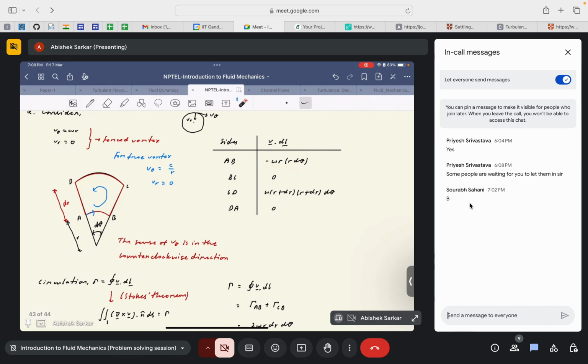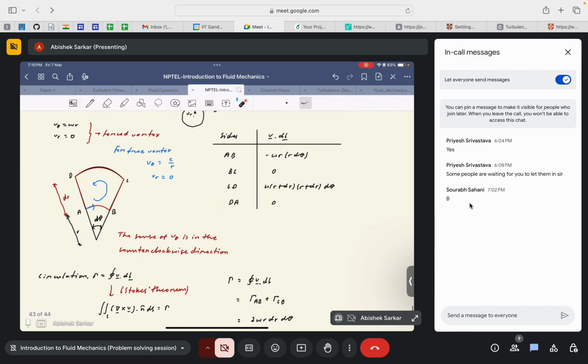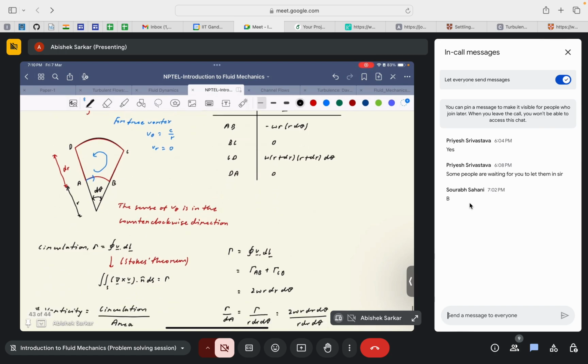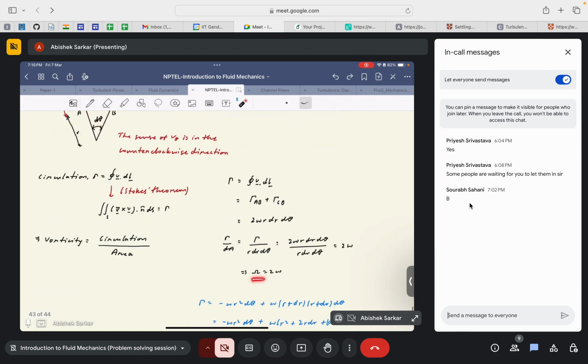Once you deal with this integration, the circulation is the integral of v dot dl along AB and CD, and it turns out to be 2 omega r dr d theta. Circulation per unit area is given by circulation divided by dA. The elemental area dA is r dr d theta, and the net circulation is 2 omega r dr d theta. So circulation per unit area is 2 omega. It is non-zero, and basically gives us the vorticity. That's why the net circulation per unit area is non-zero for a forced vortex.